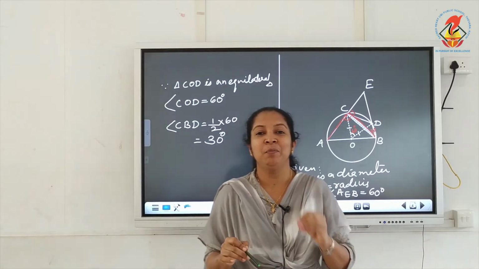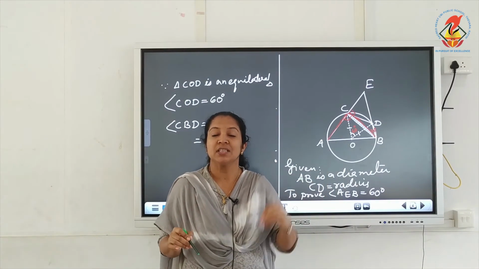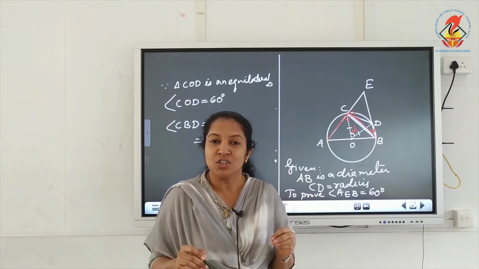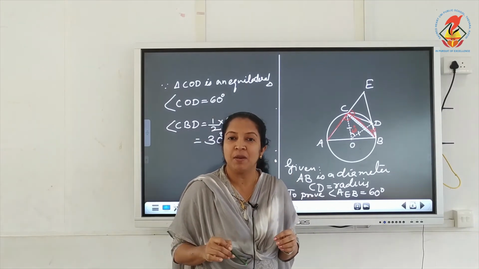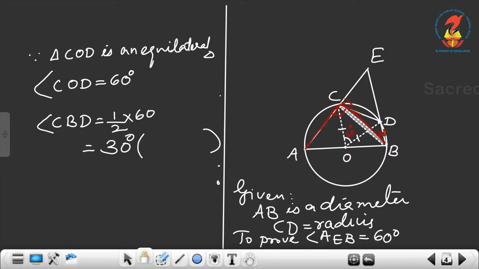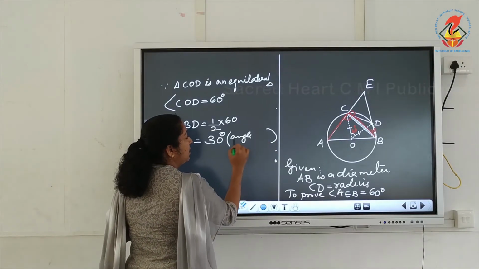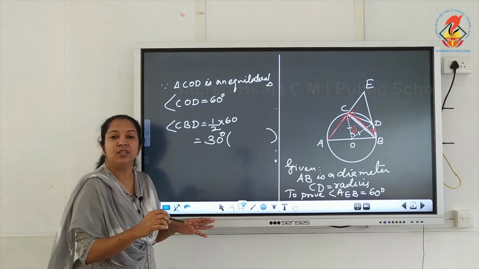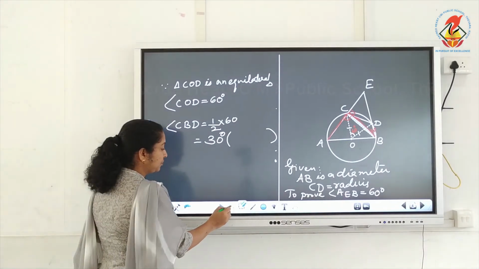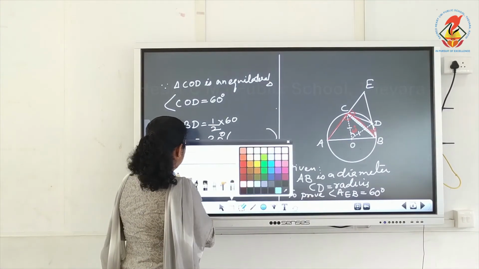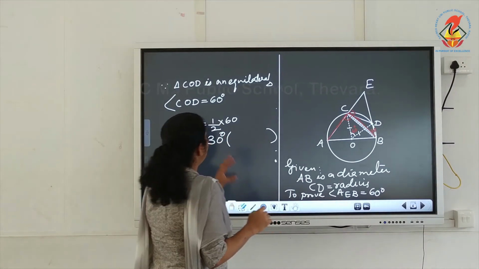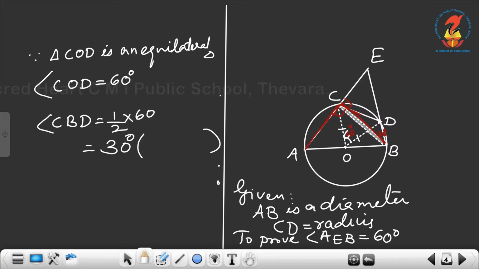The angle made by an arc at the center is double the angle made by it at any other point on the remaining part of the circle. You have to write the reason here. Angle made by the arc at the center is double the angle made by it at any other point on the remaining part of the circle. You have to write the reason. Then what we got is, this is 60 and this is 30.